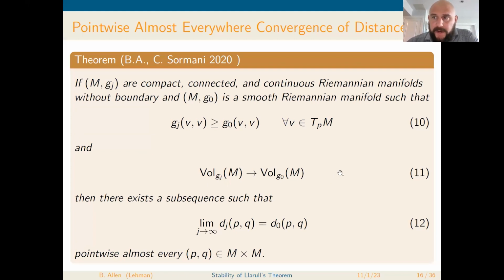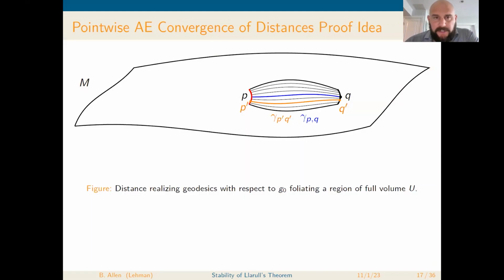Okay, so this is where the proof really involves the squeeze theorem part of the intuition, to get this pointwise almost everywhere convergence of distances. And let me just try to give you a rough idea. I'm not going to explain the entire proof, but you know that the background metric G0 we assume is smooth. And so we're going to use facts from differential geometry about foliating via distance realizing curves and things.